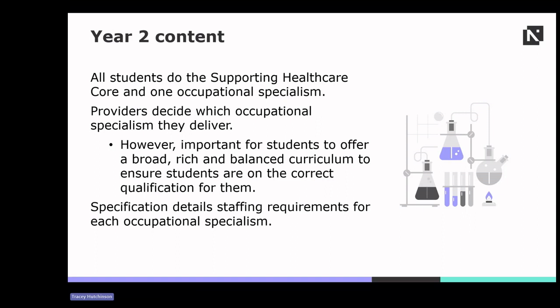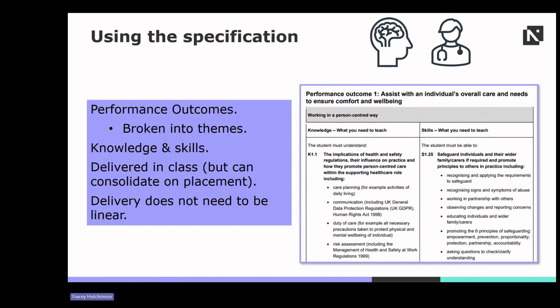The specification details staffing requirements for the core content and the occupational specialism. The specification for the occupational specialism is structured differently than for the core content. Each occupational specialism has 3 performance outcomes. And then you have the core support and healthcare core, as mentioned earlier, which also has 3 performance outcomes. So that is 6 performance outcomes for the T-level health. Under each performance outcome, there will be a list of knowledge and skills. The knowledge statements show what the students need to know and the skills what they need to do.